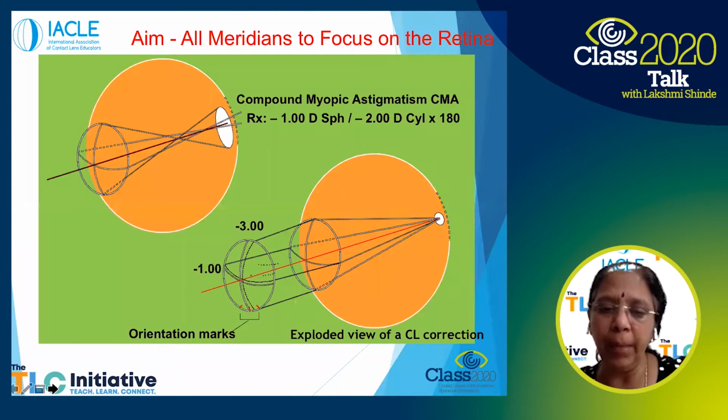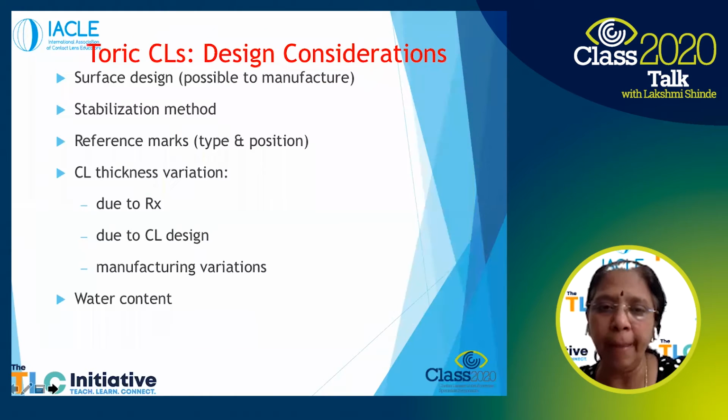So basically, the aim in terms of soft toric lenses is to actually bring both the meridional foci onto the retina. That is the collapse of the Stump's conoid onto the retina with the help of the soft contact lens. So what are the different design considerations that we have when you look at soft toric lenses? We have the different stabilization techniques, where the industry has come up with a lot of innovative methods where they can stabilize the lenses much better than the earlier generation lenses on the eye.